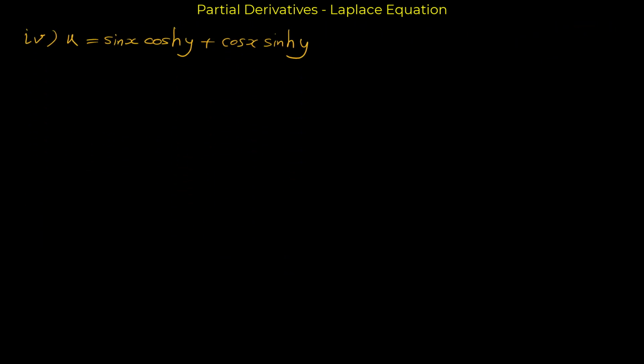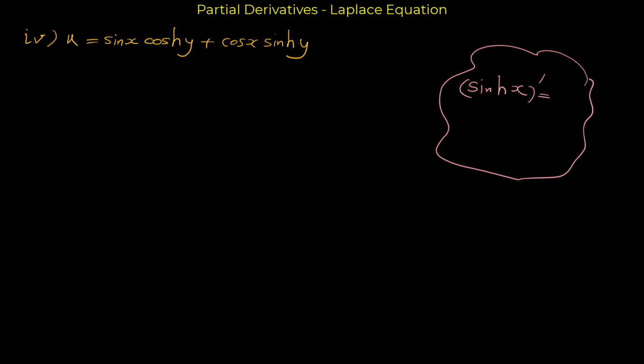Now look at this function. u is given as sine x cosine hyperbolic of y plus cosine x sine hyperbolic of y. Usually students forget derivatives of hyperbolic functions, or some of them even do not know what a hyperbolic function is. But it's not a big deal here. It's good to know that the derivative of sine hyperbolic of x is cosine hyperbolic, and the derivative of cosine hyperbolic of x is sine hyperbolic of x. This is the only thing that we need to know here, because we want to find partial derivatives. We don't want to learn about hyperbolic functions.